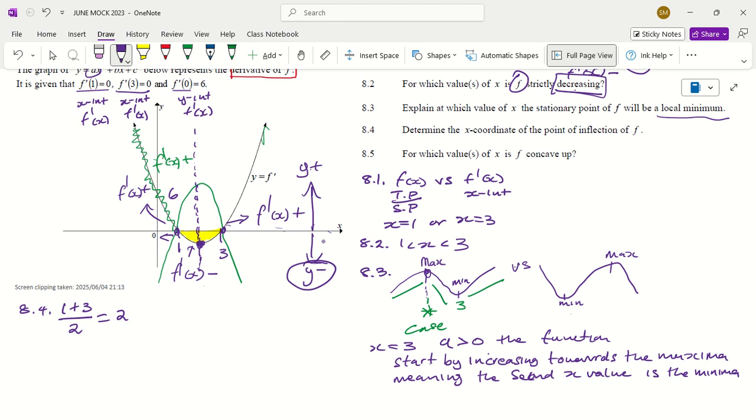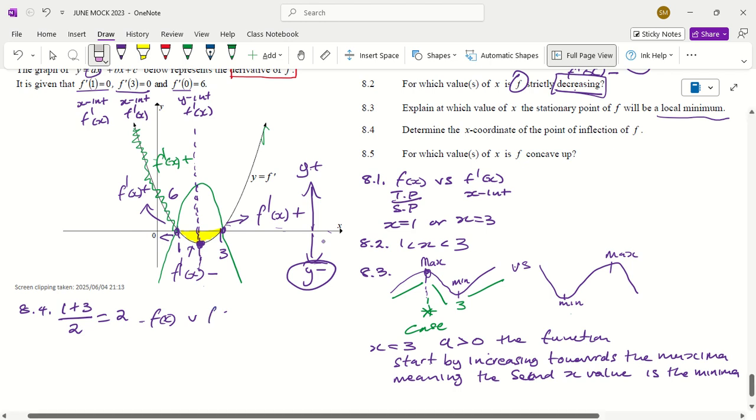What you need to know when it comes to the relationship between the function and the graph of the inverse is that with the graph of the inverse, the x-intercepts are the x values of the turning point of the actual function. Then when you go to again f of x versus the derivative of f of x.